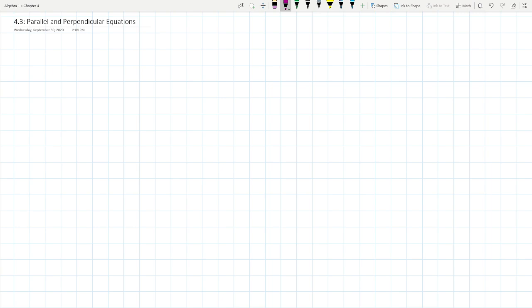This is 4.3 parallel and perpendicular equations. This is the warm-up for that. The warm-up today is to write linear functions with the given values in point-slope form.